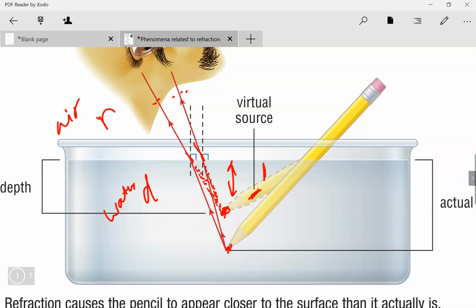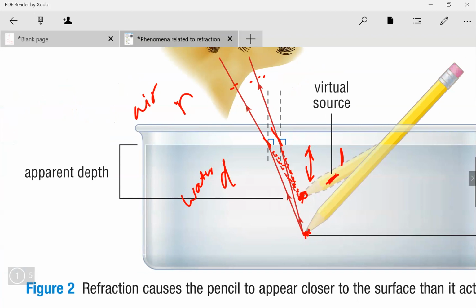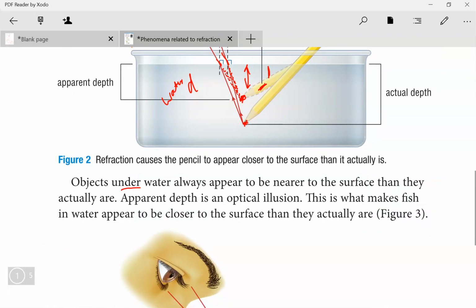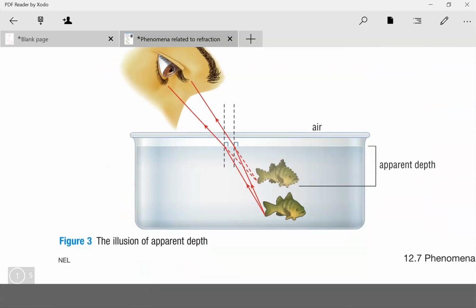So this difference here is your depth difference. Your actual depth is this. Your apparent depth is only that much. So the apparent depth is always smaller than your actual depth. Again, objects underwater always appear to be nearer to the surface than they actually are. So this is the same idea as a pencil.